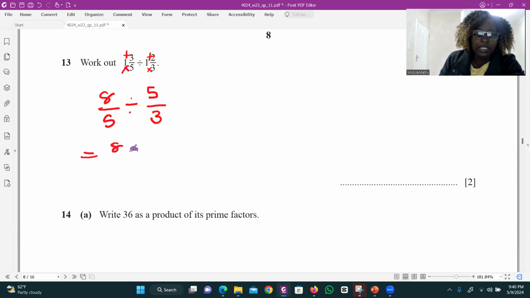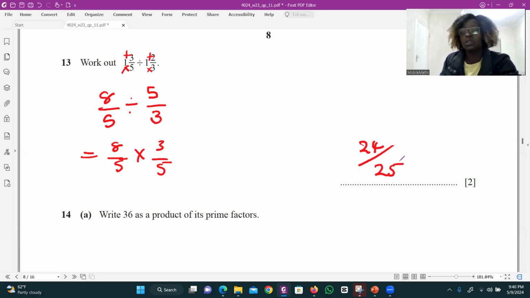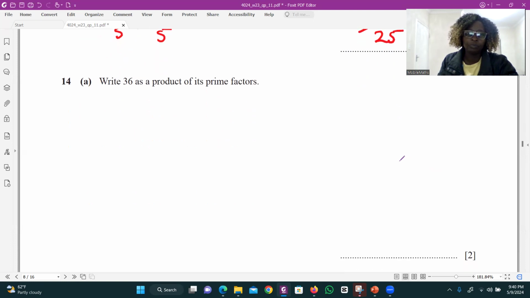This is going to be 8/5 times 3/5. We cannot divide this further, so we are just going to say 8 times 3, that's 24, over 5 times 5, that's 25. So that's our final answer there.